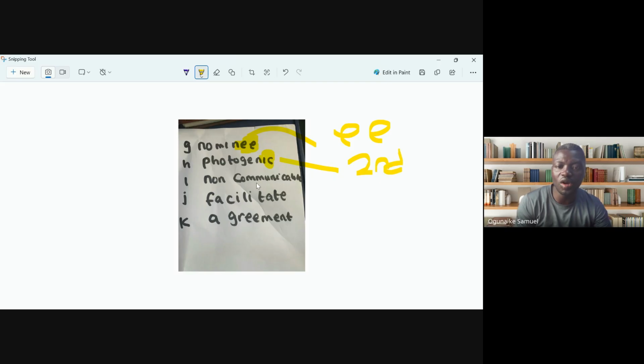Now, if you look at non-communicable, this one has a prefix. Non is a prefix. If a word ends in BLE, but starts with a prefix like this, you have to stress the word that comes immediately after the prefix. So this one, you have to stress the word after the prefix, or the word before the prefix? You have to stress the word before the prefix.